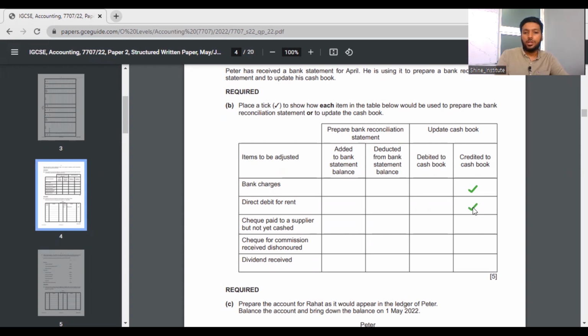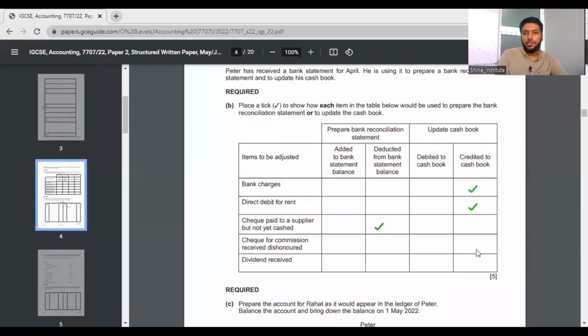credit the cash book. And then we have check paid to a cash supplier but not yet cashed, which means it is an unpresented check. So unpresented check should be deducted from the bank statement balance until it should be added to the bank statement balance. Check for commission received dishonored. So if you receive a check, you take it on the debit side. If it gets dishonored, you take it on the credit.